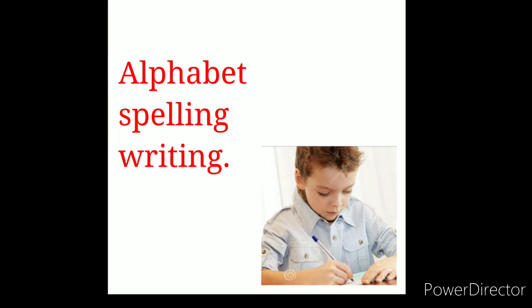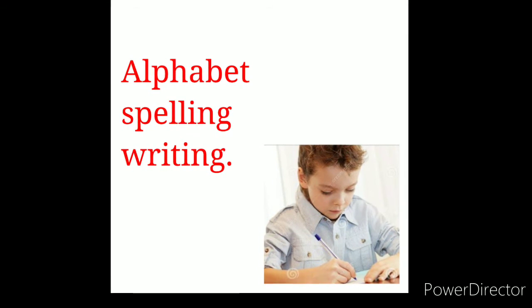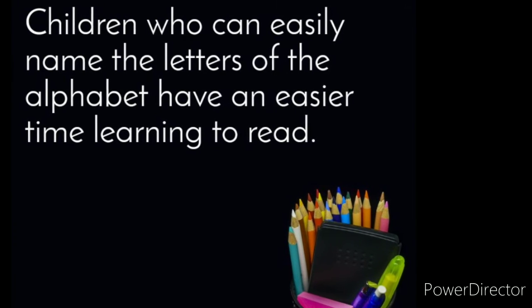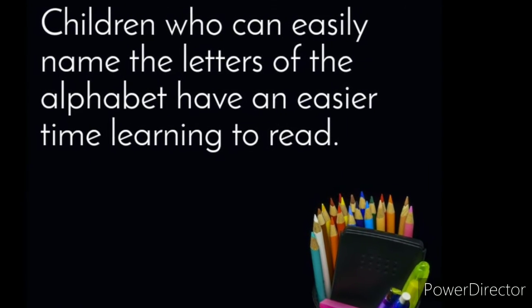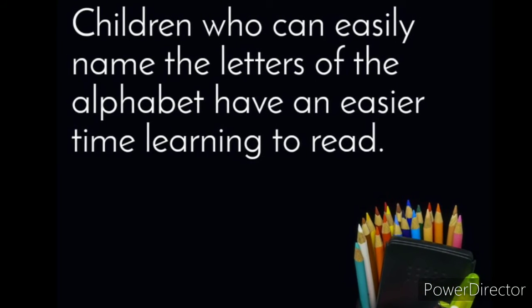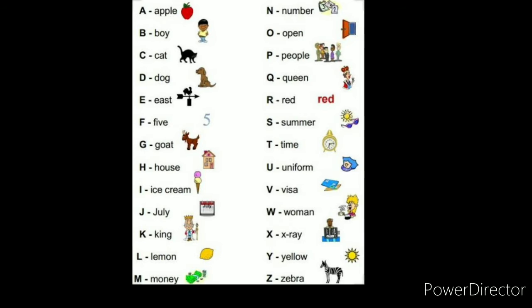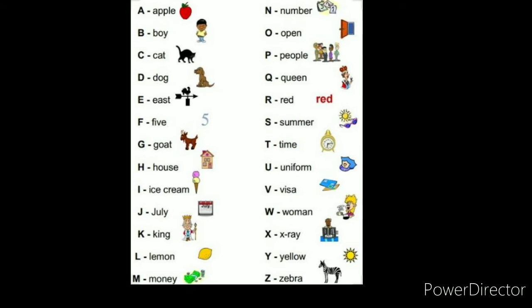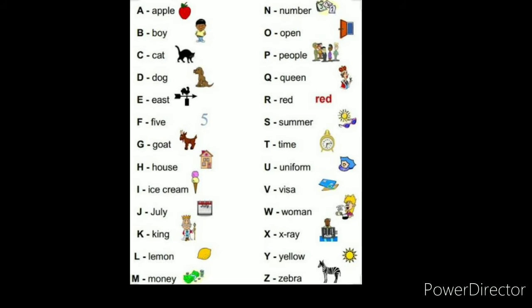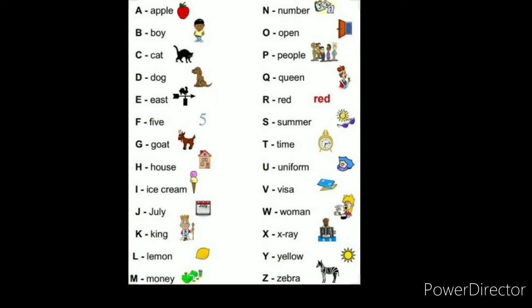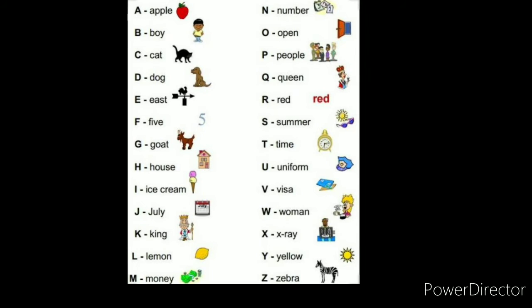Now our third activity is alphabet spelling writing. Children who can easily name the letters of the alphabet have an easier time learning to read. So friends, as shown in this image, you have to give this type of activity to your child. It means you have to ask your child to write the spelling of A to Z by their name.